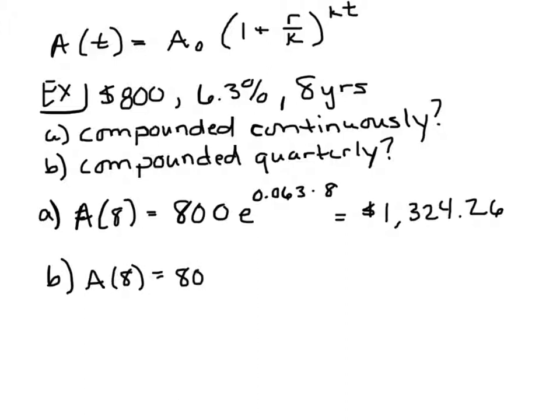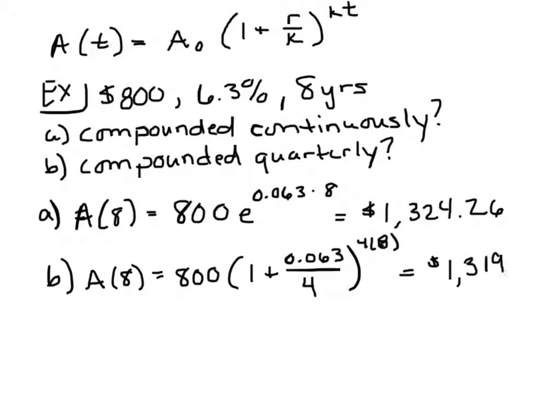For part B, compounded quarterly, what we're going to do is the amount in the account after 8 years is equal to the initial amount times 1 plus the rate, 0.063, divided by k, which is how many times it's broken up. So in this case, it would be 4. Quarterly is 4 times a year. Raised to the kt, which in this case was 8. So doing that, following your order of operations, you get $1,319.07.